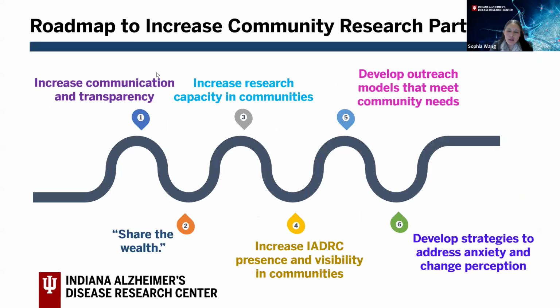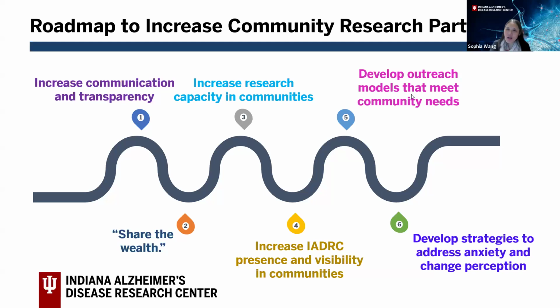And so this is courtesy of Dr. Eliason, my colleague who's listed over there, really beginning to think about a roadmap to increase community research participation, but really starting off by increasing that communication and transparency, and then sharing the wealth of information. The resources that we have, they know that they're part of it. And by doing that, it increases the research capacity. So again, we talked about the engagement context and that capacity, not just keeping it isolated, but getting it out there to the communities. And as we increase the capacity in the communities, making sure that communities know about the importance of IADRC and the visibility and how it could help them.